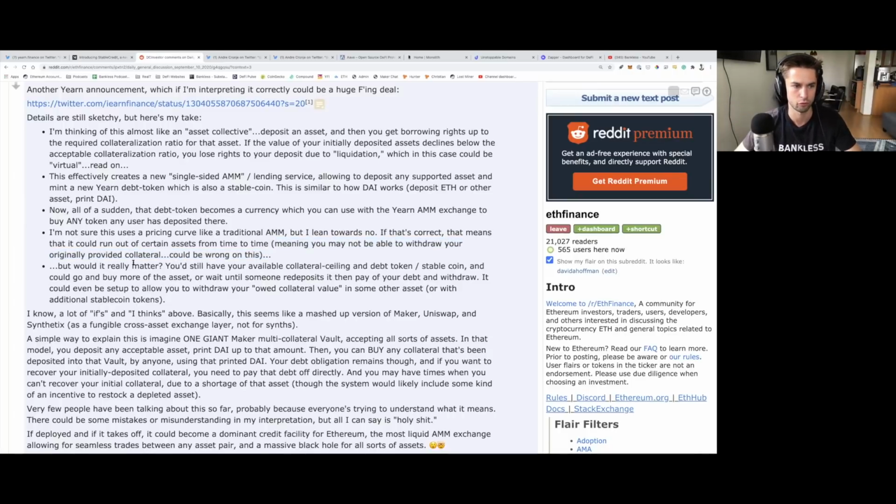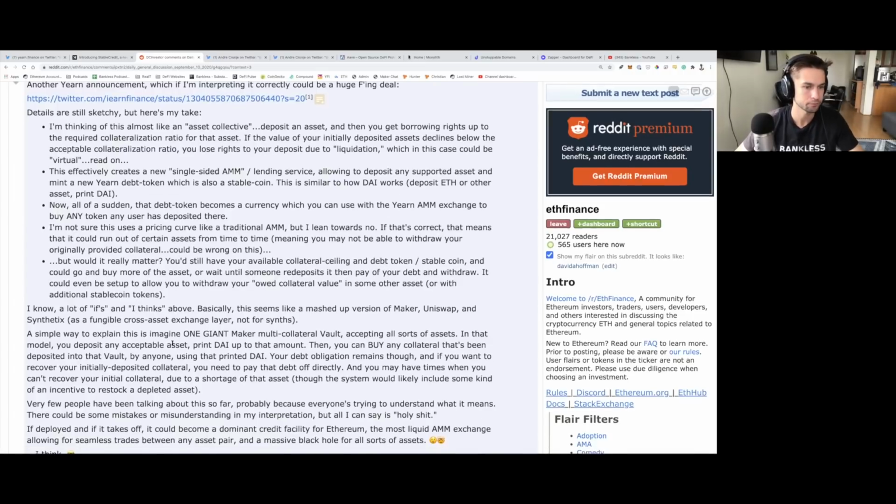You will be able to withdraw your assets, probably based off of incentives. You will still have your available collateral, stealing and debt token stablecoin, and you could go buy more of that asset or wait until someone redeposits it and pay off your debt and withdraw.